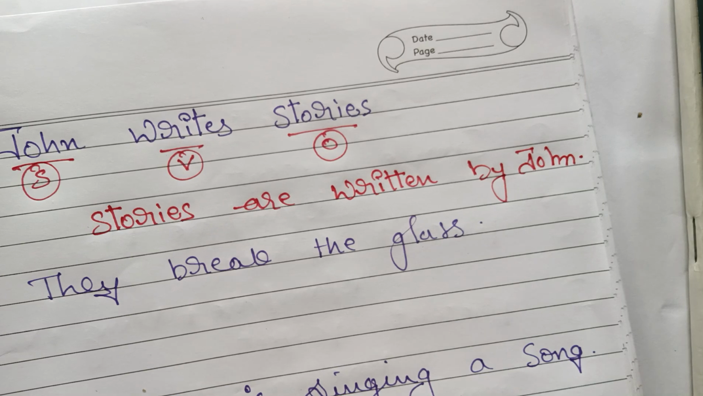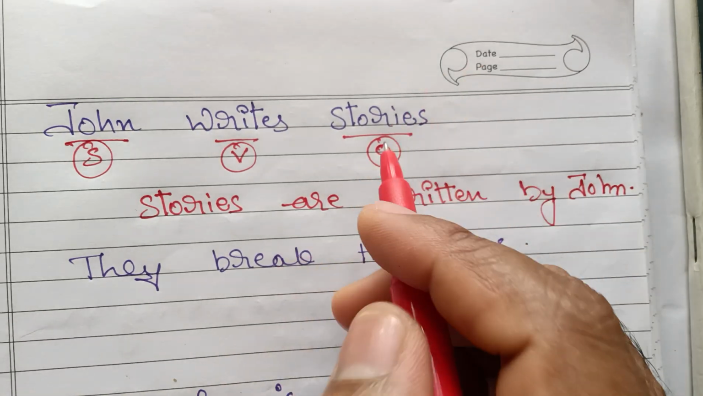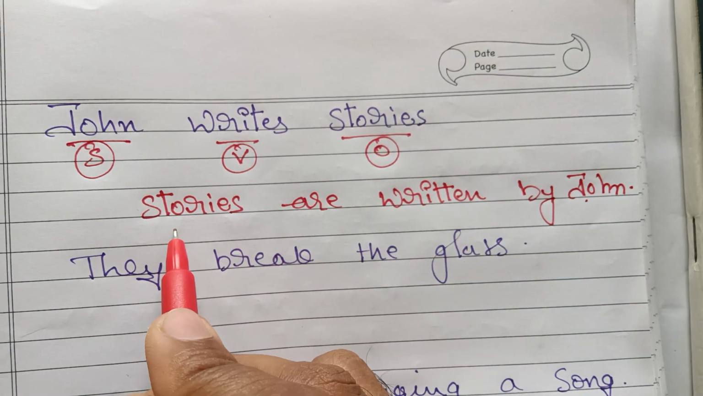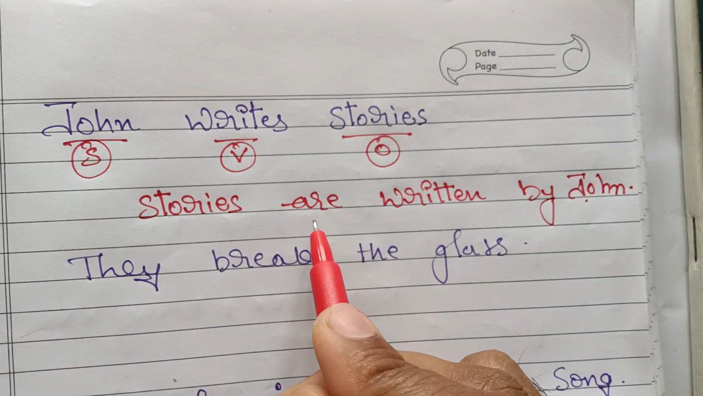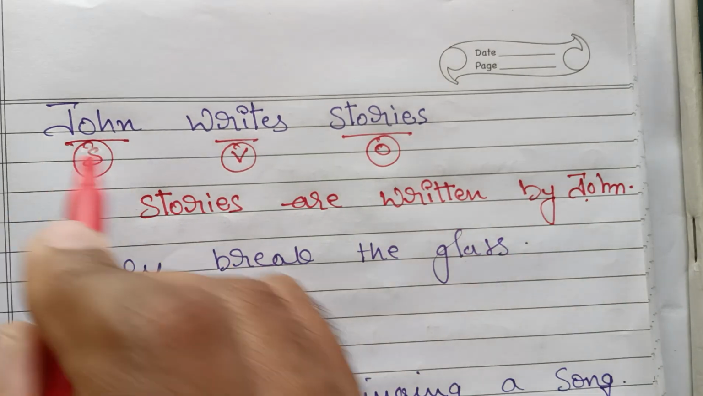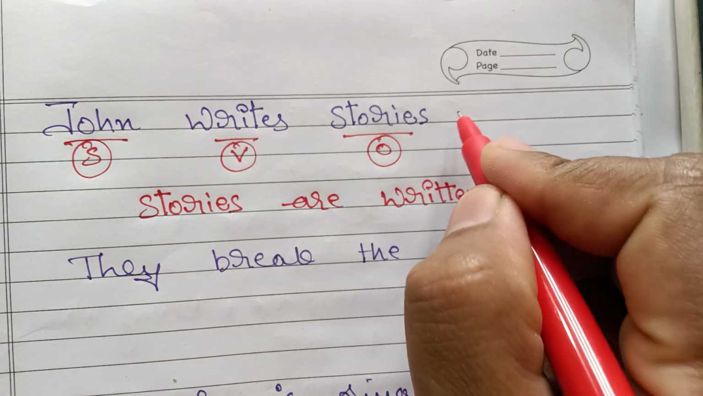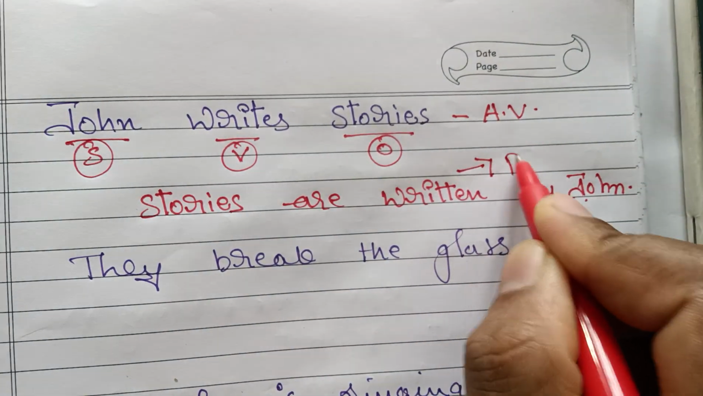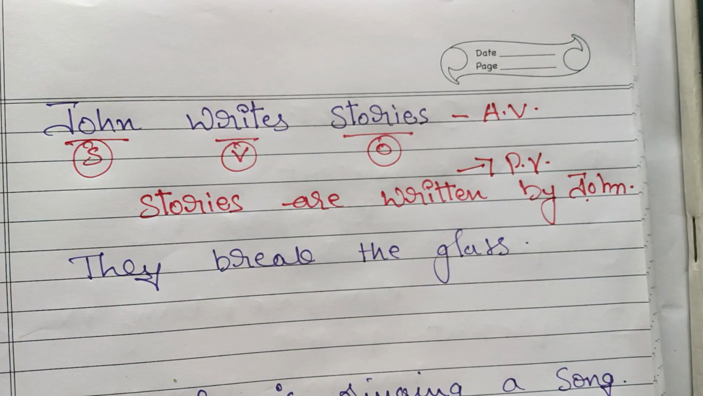Then full stop. That's all. Okay. Subject became your object. Object became your subject. Stories plural, use are. Writes became V3 and use by before John. So this is in active voice and we have changed this one into passive voice. That's all. Then you get 1 mark, 1 point.